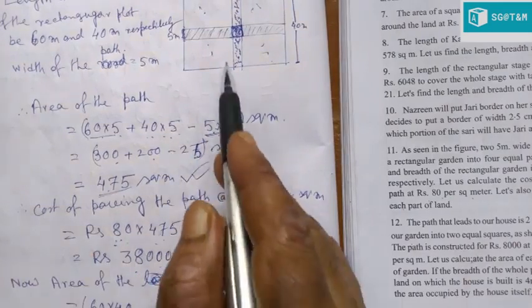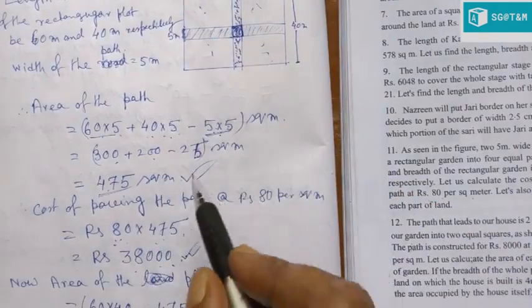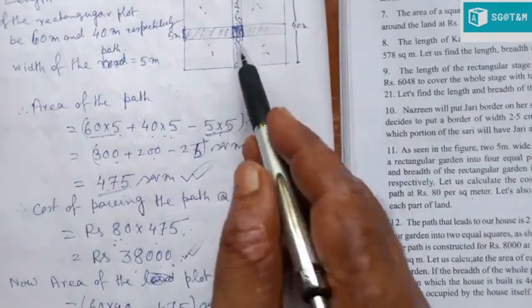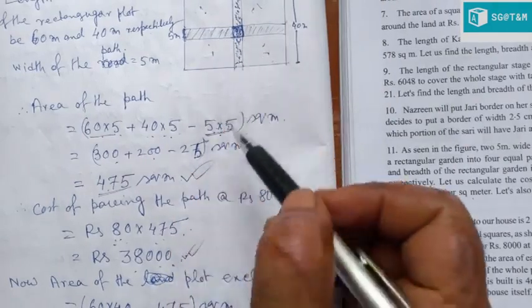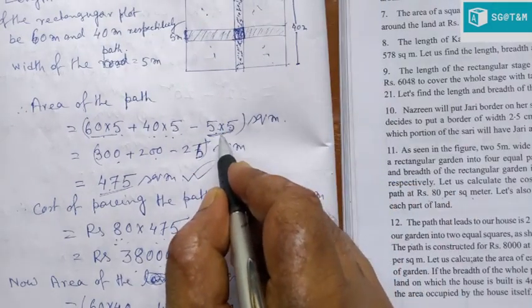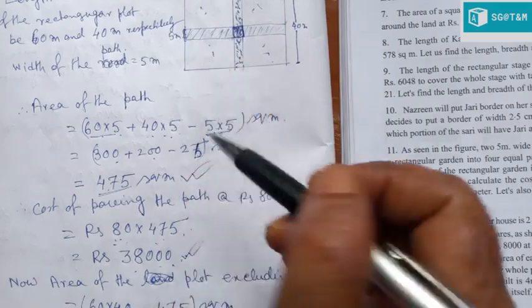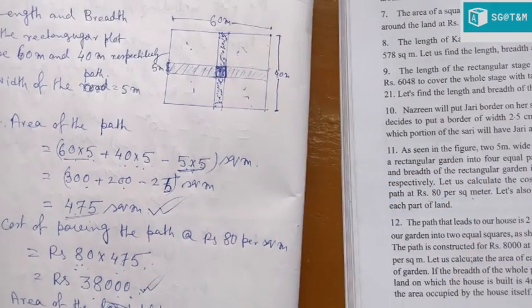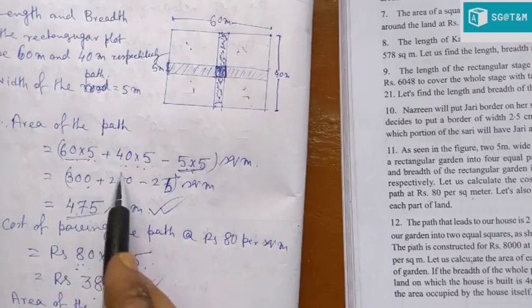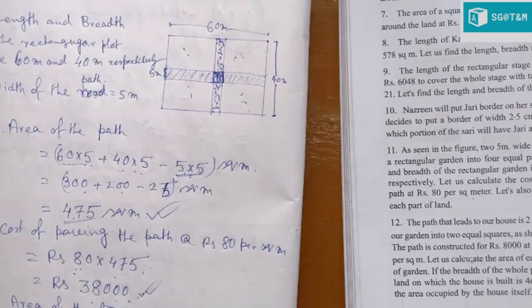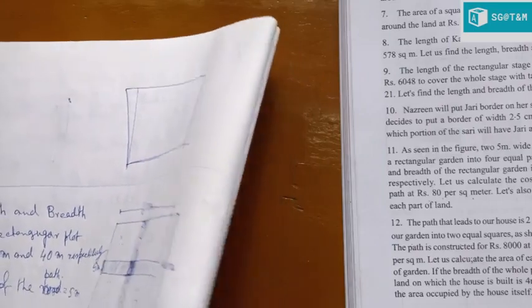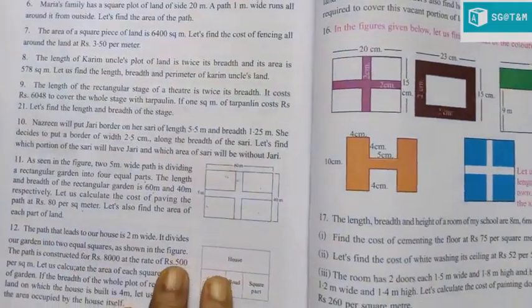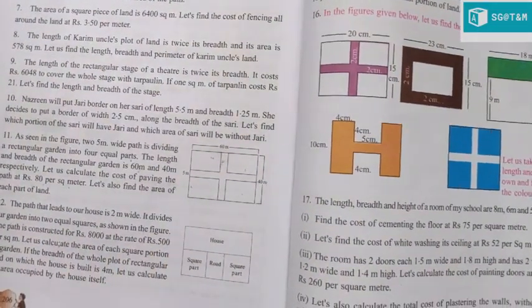Just keep it in your mind, there may be another way to find the area of the path. If you take it in this way, you must remember we have to subtract this portion, since it comes twice. So 60 into 5 plus 40 into 5 minus 5 into 5. Keep it in your mind always. Okay. Next we start question number 12.